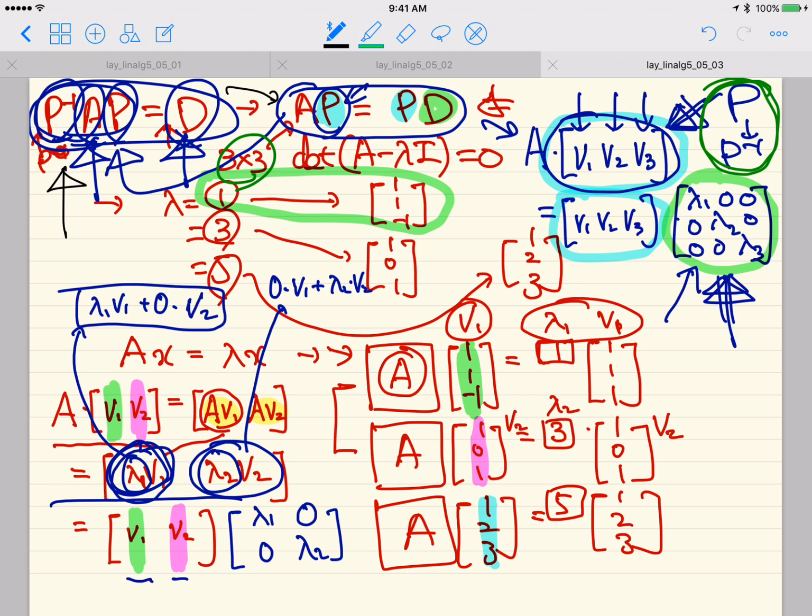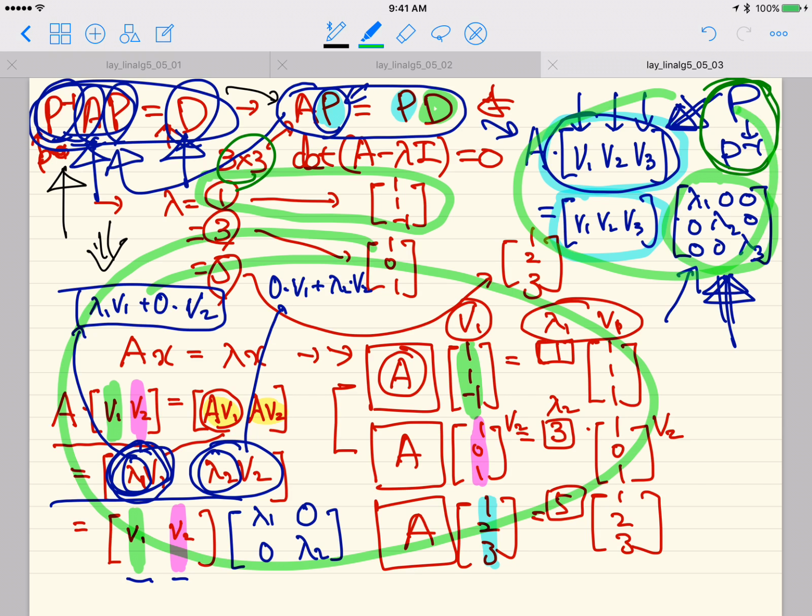And then we kind of proved, from these parts, we were able to understand why the matrix P should have the columns as eigenvectors, and why this D part should be our eigenvalues, right?